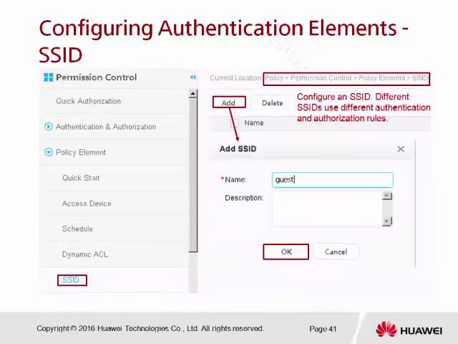Then the next one is about the SSID. So we need to add the SSID inside the Agile controller here. This is how we're going to do it. Click on the SSID and then click on the Add button for the SSID you want to be managed by this Agile controller.